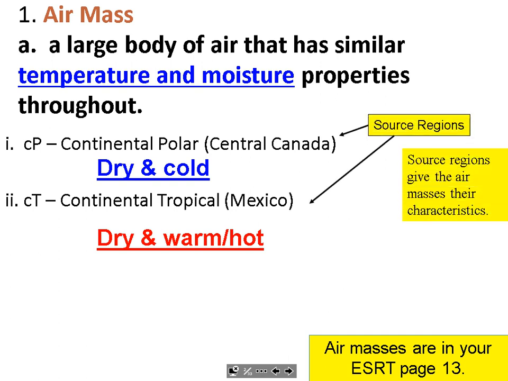What I'd like you to add is what has just popped up. Make an arrow, make 2 arrows, one pointing to central Canada, one pointing to Mexico, and label those source regions. Those are the defining areas that define the characteristics of the air mass. And I'd like you to also write right here where it says source regions give the air masses their characteristics.